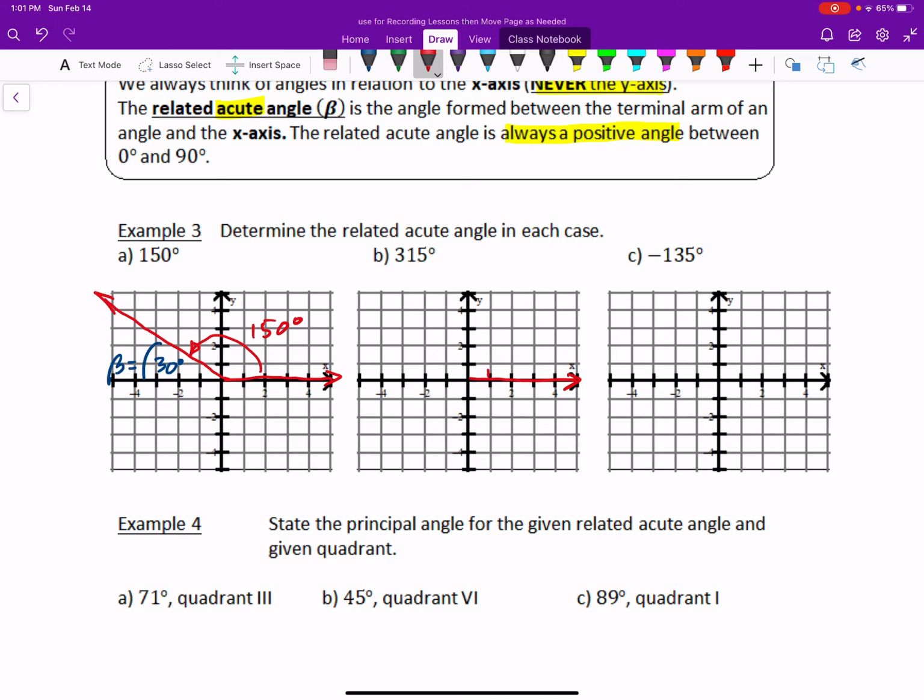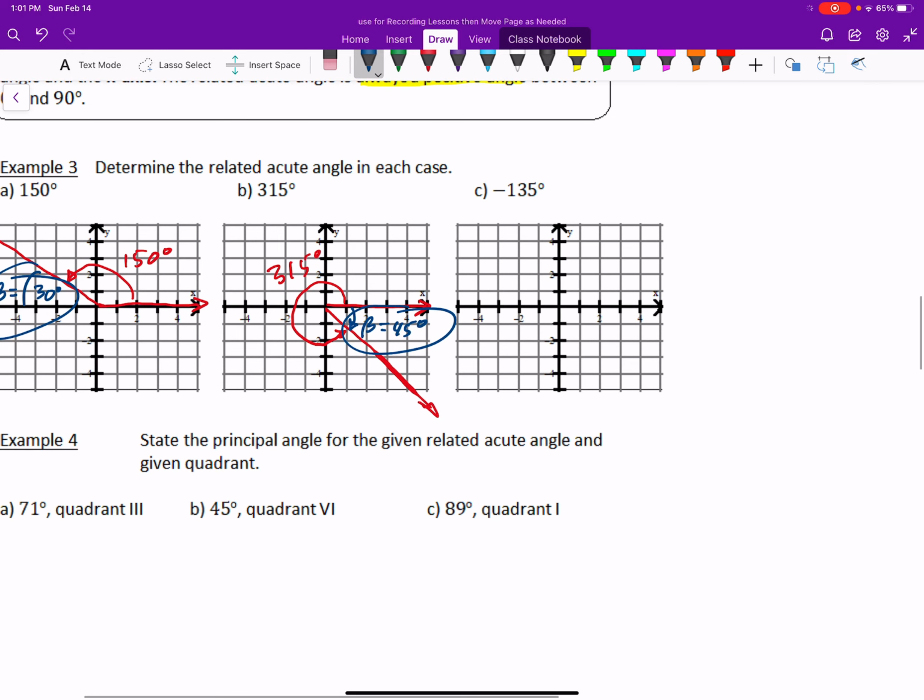In this case, 315 degrees, so I start, go all the way around, there's 270, 315. It's going to take me to about here. There's 315 degrees. So to go the rest of the way to the x-axis, beta would be 45 degrees. 45 plus 315 would get me 360, which would be a full rotation. And again, it doesn't matter which direction I'm measuring it, related acute angles are always positive.